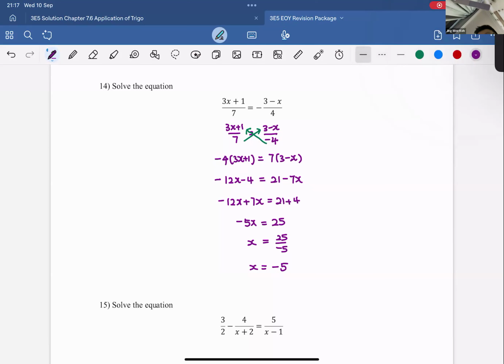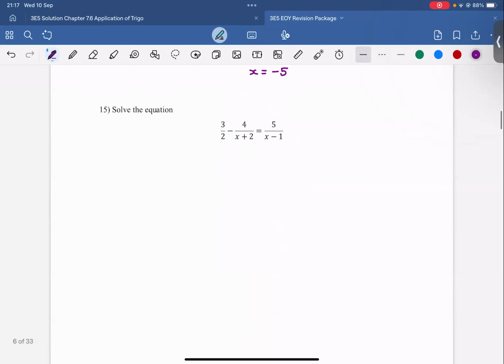How to check whether your answer is correct or not? If you have the time, just put the minus 5 into this, put the minus 5 into this, press your calculator. Both sides should give you the same value. If both sides give you different value, then your answer is wrong. But please check again. Maybe you pressed the calculator wrongly, which is highly possible.